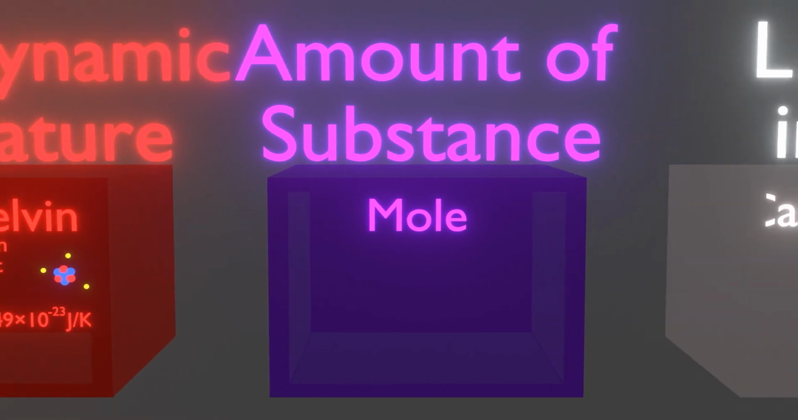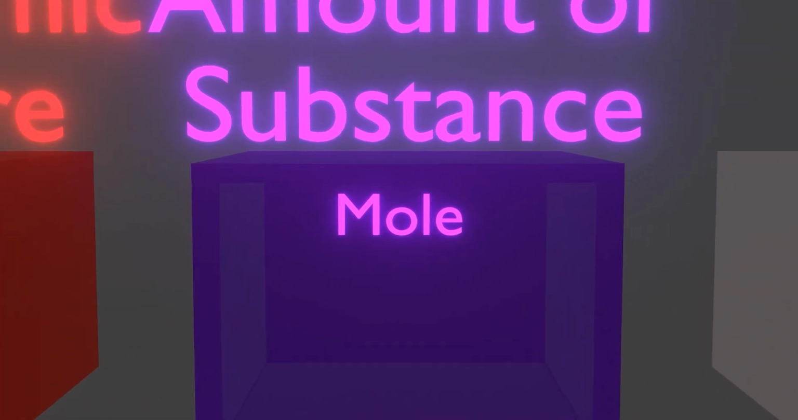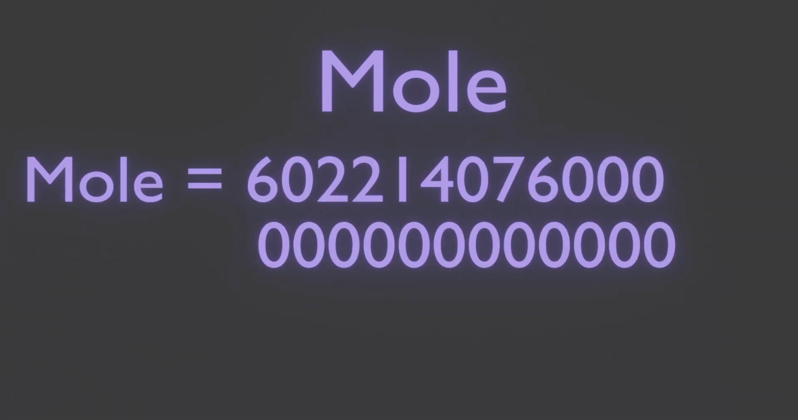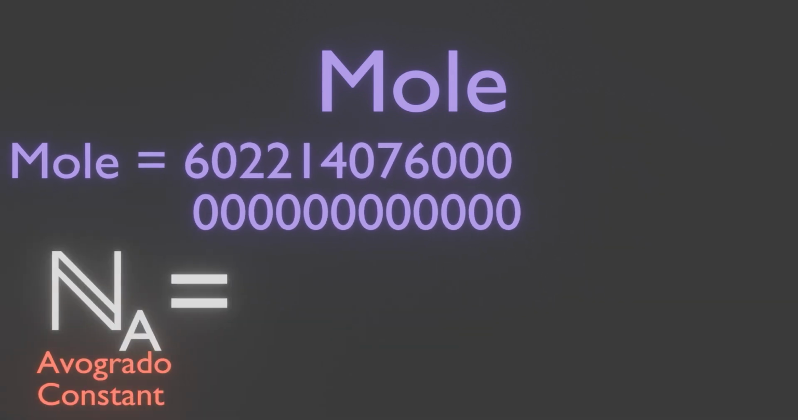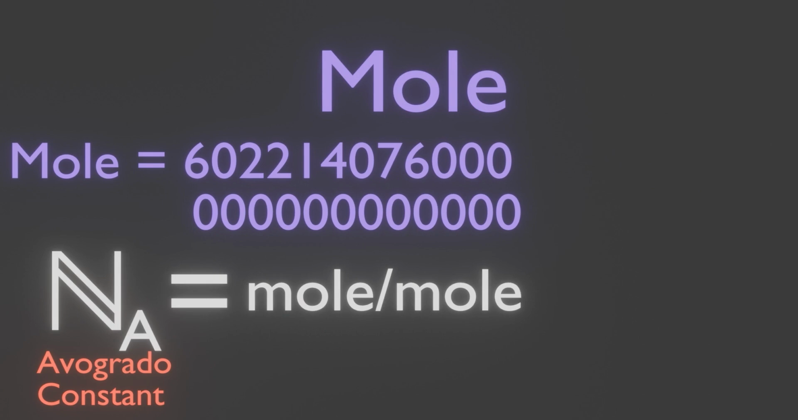Next, amount of substance and the mole. So I don't know, this might be the dumbest one. A mole is literally just a number. It's just a big number, no units, just 602 sextillion. That's it. And the Avogadro constant might just be the second most useless thing after the mole. What the Avogadro constant is basically a mole divided by a mole, which is 1.